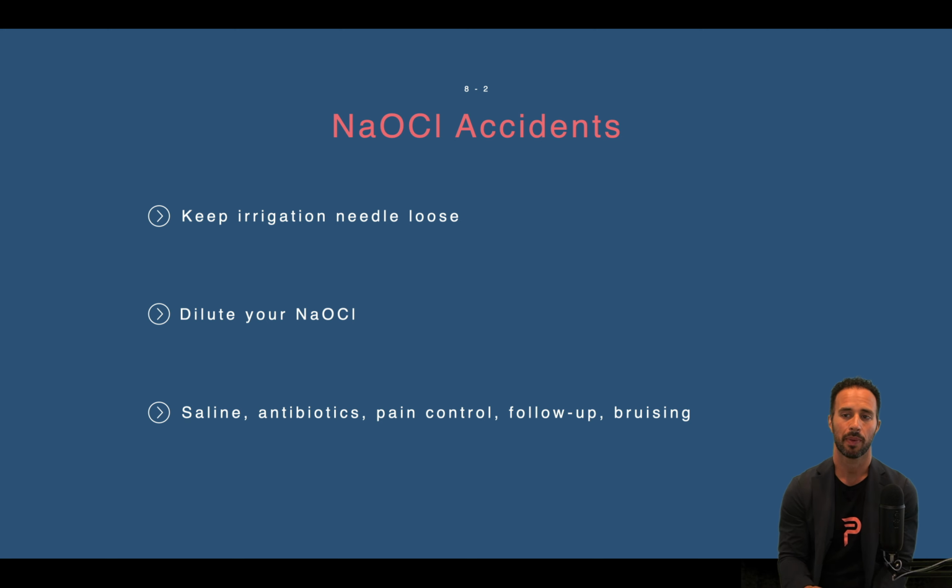If this occurs, your patient is going to immediately start complaining of burning sensations and a lot of pain. And if you discover this to be the case, you're going to immediately stop irrigating. You're going to have your assistant reach for saline. You're going to draw up saline into your syringe, only saline, and then place an irrigation needle on that and start doing a lot of irrigation with your saline to dilute the sodium hypochlorite in the tissues.